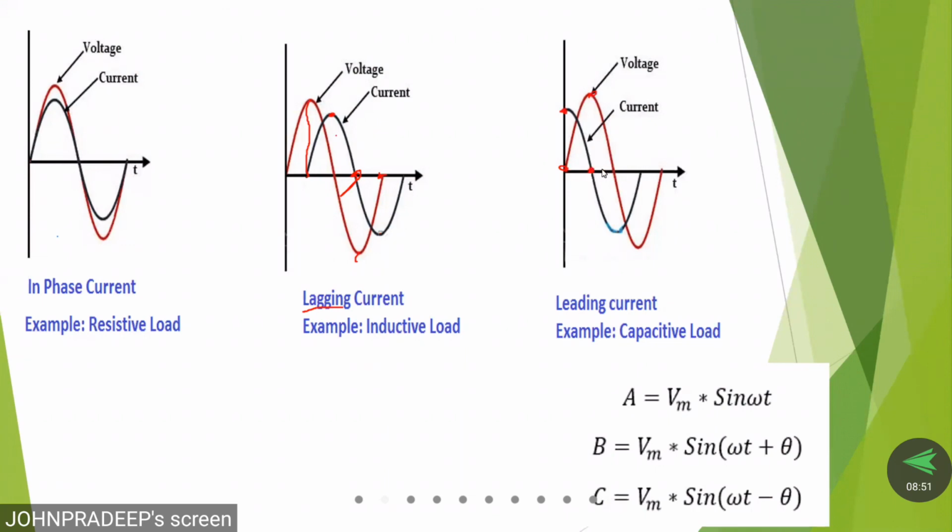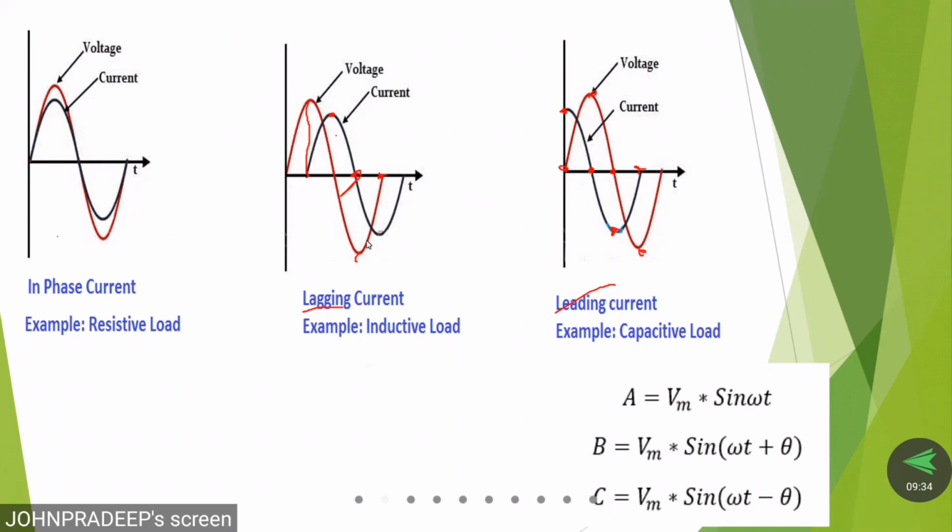Current is 0. Whenever the voltage is 0, at 180 degrees, the current waveform has already reached 270 degrees. Whenever the voltage reaches 270 degrees, the current reaches 360 degrees. So there is an angular difference. This type of concept we call leading. Current is leading. Why? Because before the voltage starts, the current value is maximum.